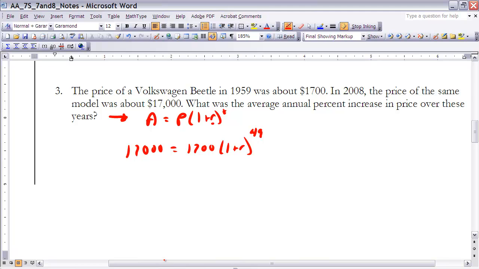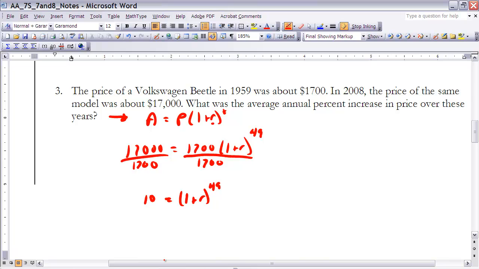The amount it's worth now is $17,000. The amount it started at, or its principal, was $1,700. And then I don't know what R is, and then I'm going to raise it to T. Well, that's 49 years, so I'm going to put 49 as my exponent. Now my goal is to solve for R. So I'm going to begin by dividing by 1,700 on both sides. If I do that, 17,000 divided by 1,700 is 10. So I have 1 plus R raised to the 49th power is equal to 10.